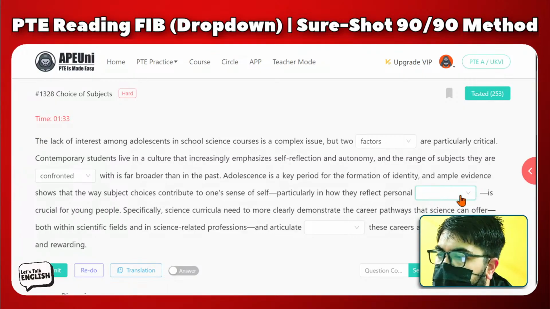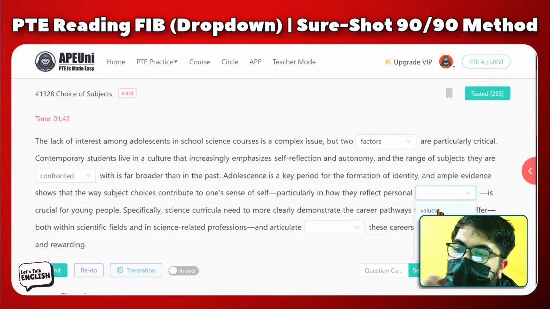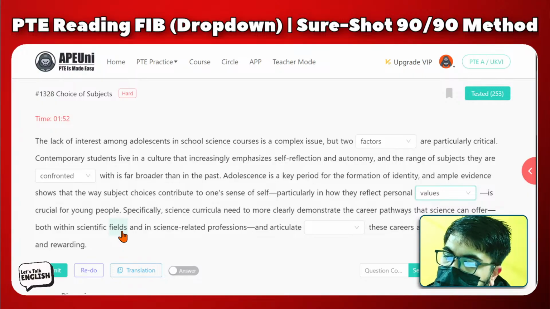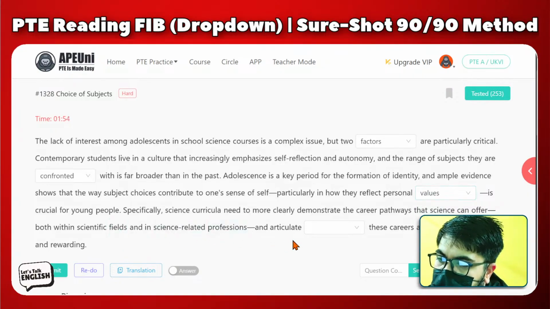Personal something. We were looking at identity. So resume, no. Personal status is nothing. So its value related to identity and personality. Specifically, science curricula need to be more clearly demonstrating the career pathway that science can offer, both within scientific fields and in science-related professions, and articulate.